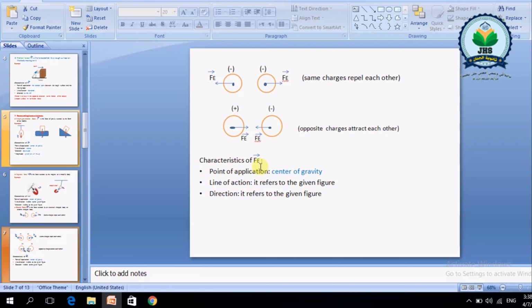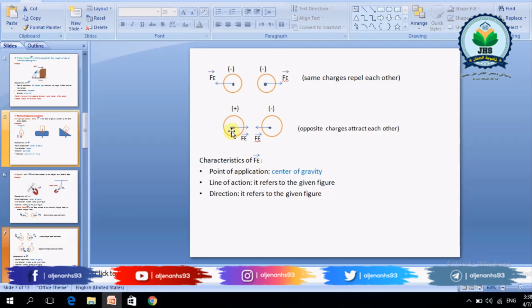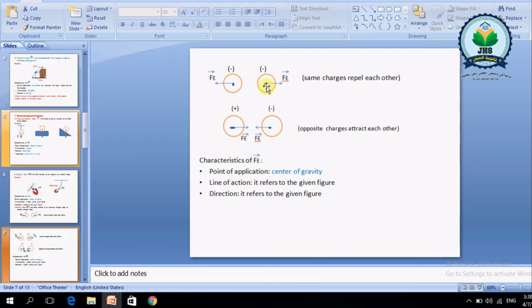What are the characteristics of Fe? What's the point of application here? They are exerting forces from a distance. There is no contact between them. As you know, if there is no contact, then the point of application will be the center of gravity of each body. What about the line of action? It refers to the given figure: here it's horizontal, here it's horizontal. The direction also refers to the given figure.